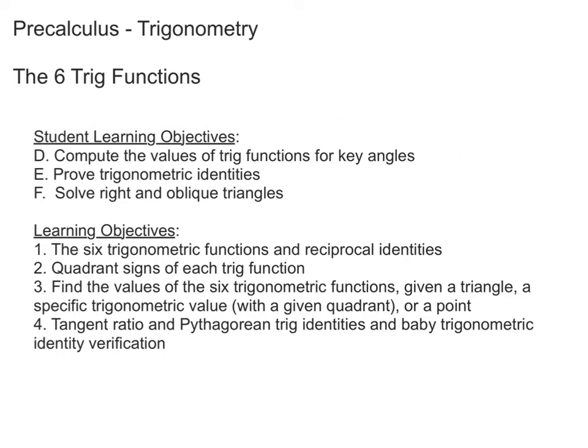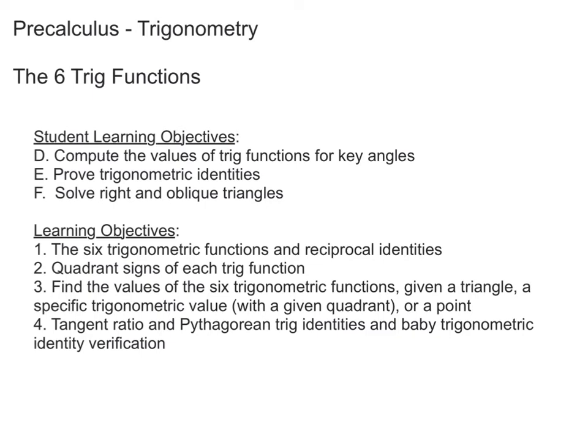addressing throughout this lesson. The first being to compute the values of trig functions for key angles. The second being prove trigonometric identities, and the third being solve right and oblique triangles. Now, we may not be hitting these exact objectives in this lesson, but the objectives that we will be covering in this lesson down here will help us with these student learning objectives.